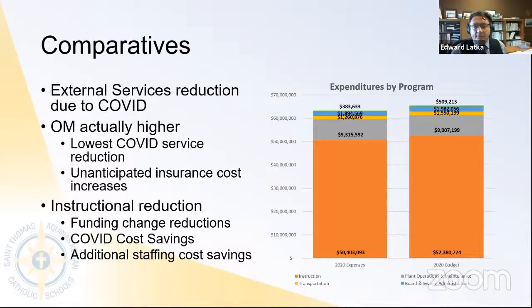Operations and maintenance actually had the lowest COVID savings of any area, as well as a proportionate increase in the insurance costs, especially due to property. So in proportion, facility operations and maintenance was not able to maintain that same proportion as we had to adjust our budget to what our actual revenues were anticipated to be. Instructional revenues, again, are different from the budgeted ones, to address the funding changes, our savings from the COVID response, as well as the additional cost savings that were there.